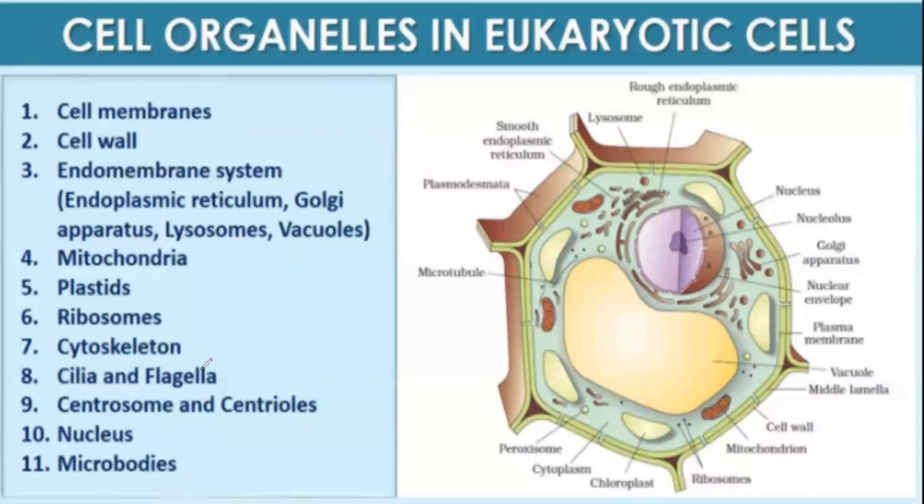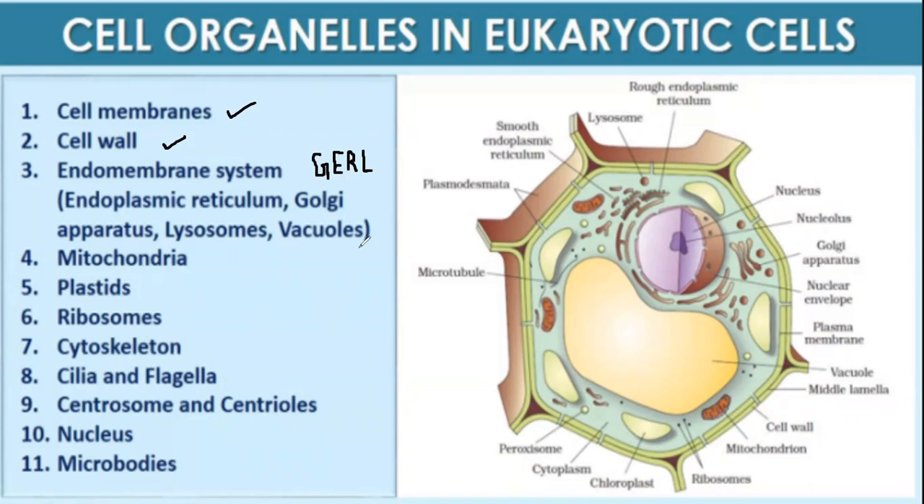Cell organelles in eukaryotic cells. Which are the organelles that you have to study? Cell membrane, cell wall, and the endomembrane system, that is the GERL system. And it's an AIIMS question: what does GERL indicate? GERL refers to Golgi, Endoplasmic Reticulum, Lysosome.